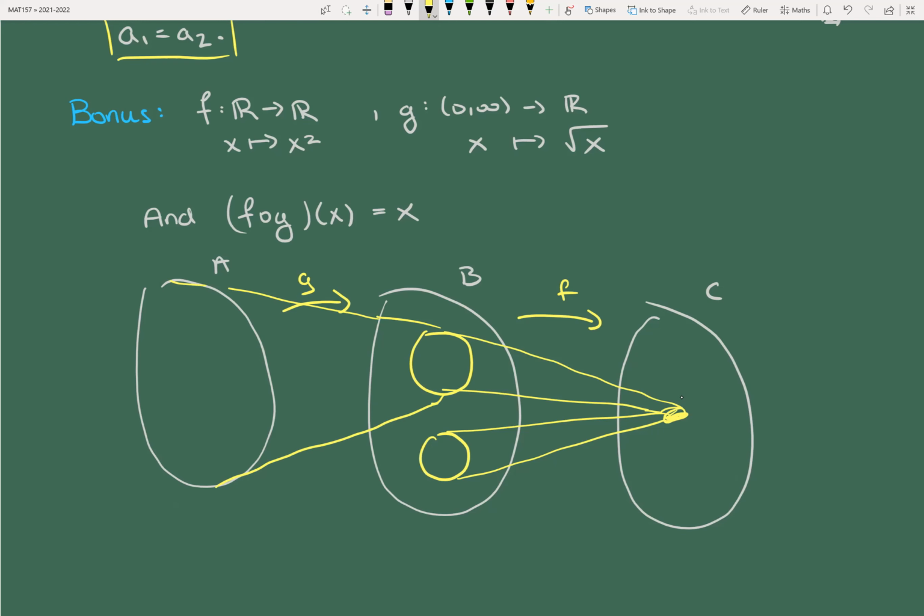So does that kind of make sense? Do you see, f fails to be injective because it maps two things to the same thing, but after I do the composition, that second part, that bad part of f, is just never seen, right? And that's why the composition can be injective even though f fails to be.